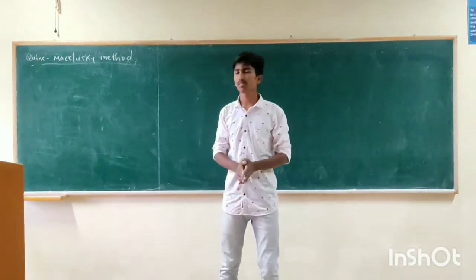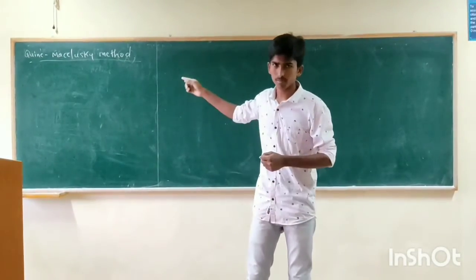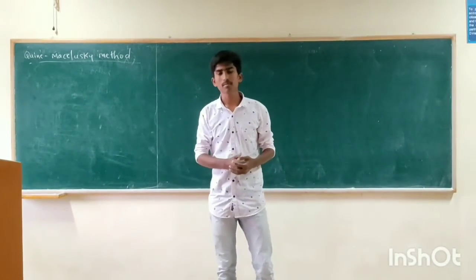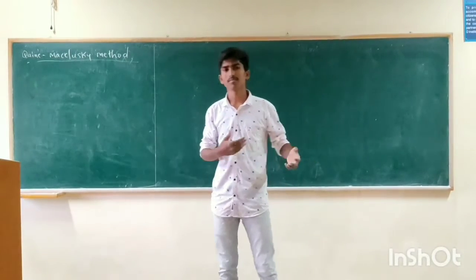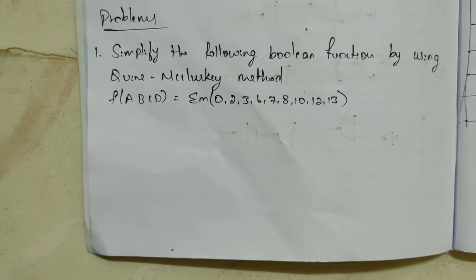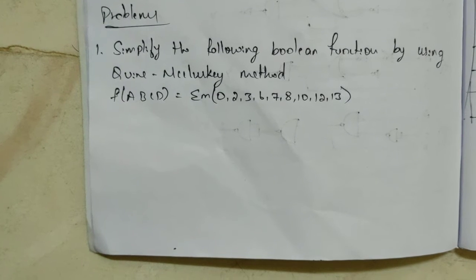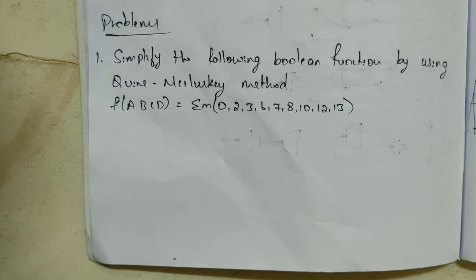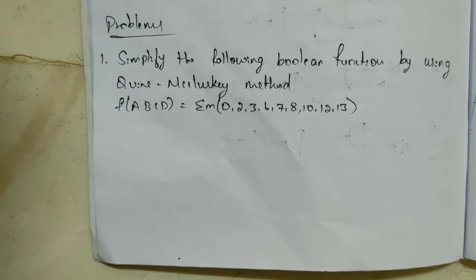I am going to solve one problem based on this concept on paper because it takes so much time. Let us solve one example by the Quine-McCluskey method. My example is: simplify the following Boolean function using the Quine-McCluskey method. The equation is f(A,B,C,D) equals summation of m of 0, 2, 3, 6, 7, 8, 10, 12, 13. These are the minterms.